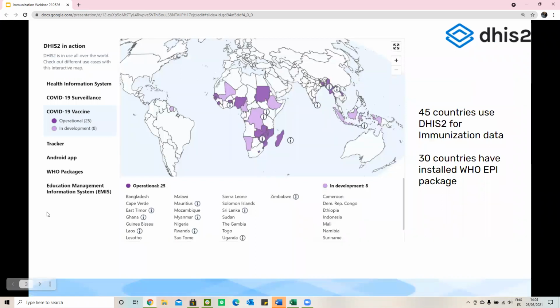app. Overall, just to give you an overview of the spread of DHIS2, 45 countries use DHIS2 for immunization data, and already 30 countries have installed the WHO Epi Package. Specifically for the COVID vaccine toolkit, we have here the general overview. We already have 25 countries that are operational and running their activities based on DHIS2, and 8 are in development, and there are more to come.